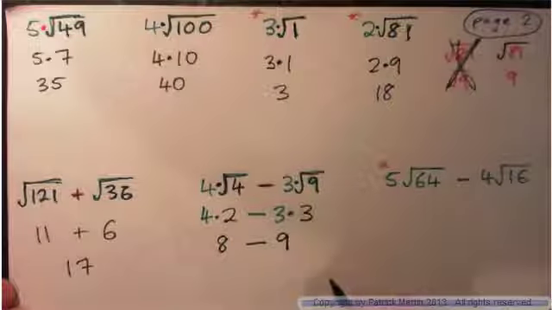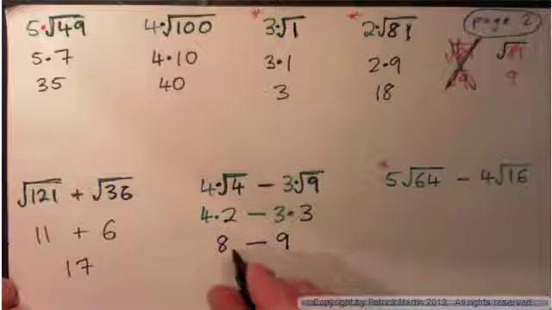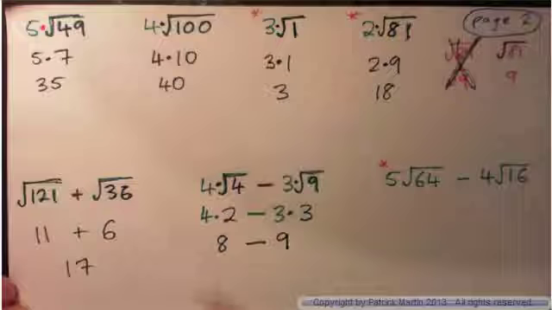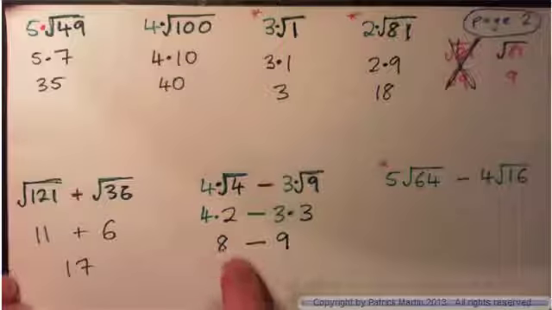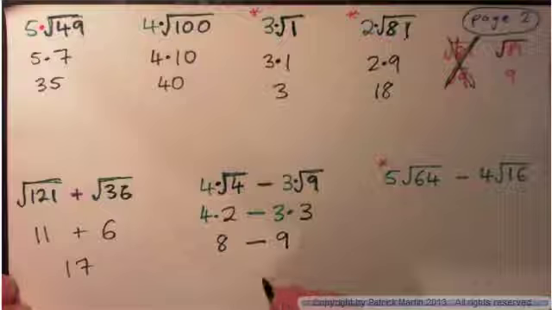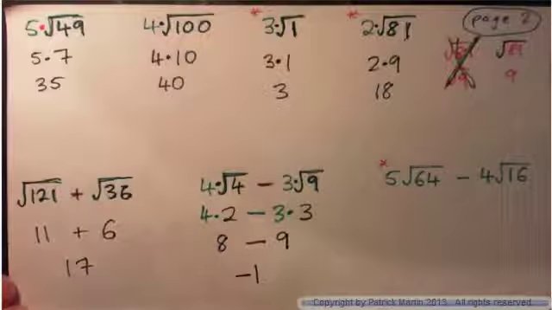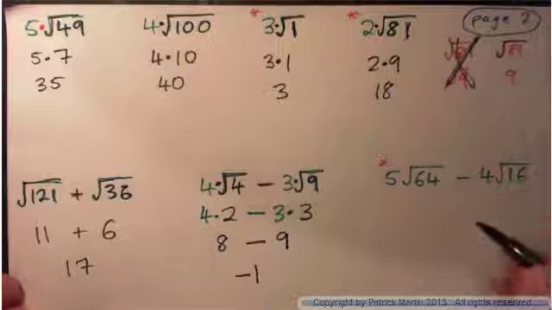Whoops, and I gave you a subtraction that can't be done. 8 take away 9. Well, when you get to negative numbers, it can be done. If you have $8 in your bank account and you take 9 out, you'll be in debt by 1. So the answer is actually negative 1. Anyway, don't worry about that. You won't see those very much. You won't see those in your homework.